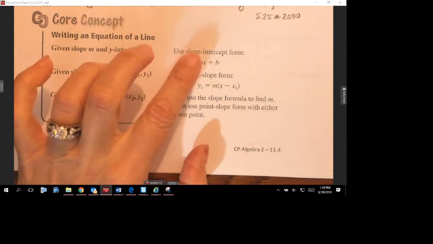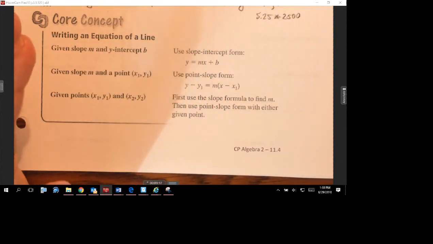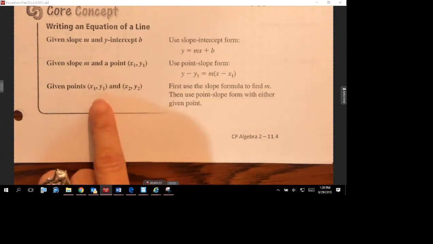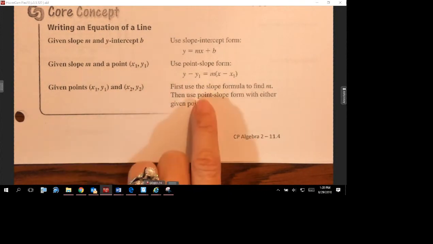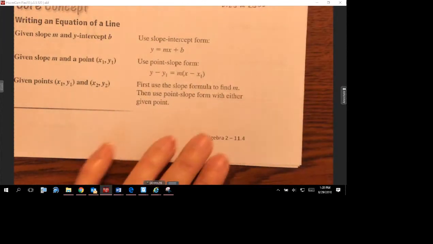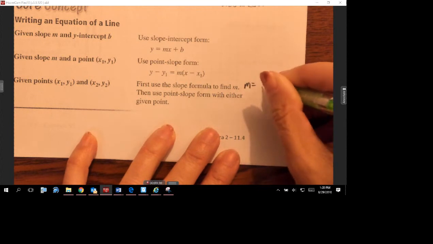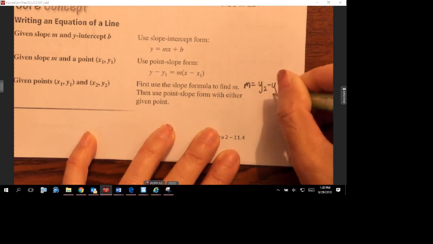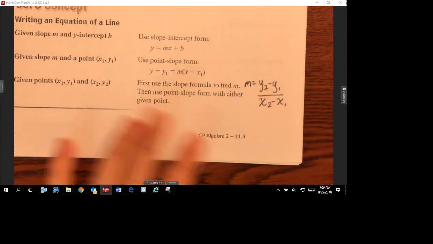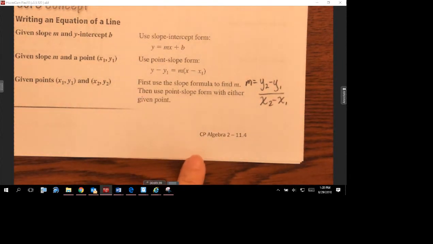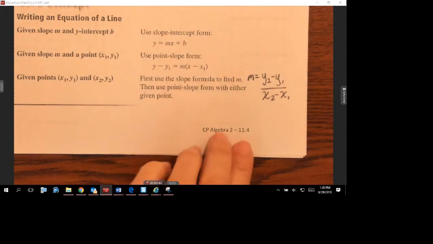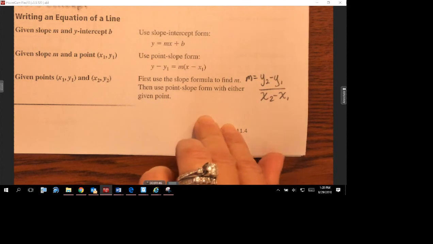You were supposed to do this on the first quiz, and overall, you all did pretty good on that quiz. And then if you have 2 points, you would find the slope formula, which they did not write on here, so let's write down the slope formula just in case we forgot. It is (y2 - y1) / (x2 - x1). And then you would use point slope form to find the equation. So that's all we're doing today. Just doing it with some words.